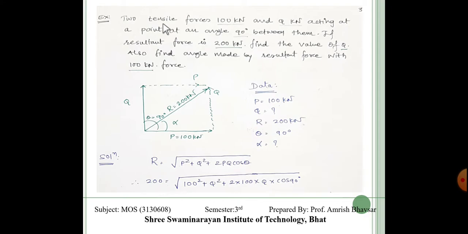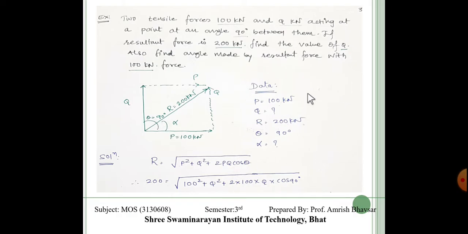Now, third one: two tensile forces 100 kilonewton and Q kilonewton acting at a point at an angle 90 degree between them. So here Q is unknown, P is given, and the angle between these two forces is 90 degree, so it is exactly at right angle. If the resultant force is 200 kilonewton, find the value of this Q. We have to find out this unknown force Q. Also find the angle made by resultant with the 100 kilonewton force, that is the direction of this resultant force.